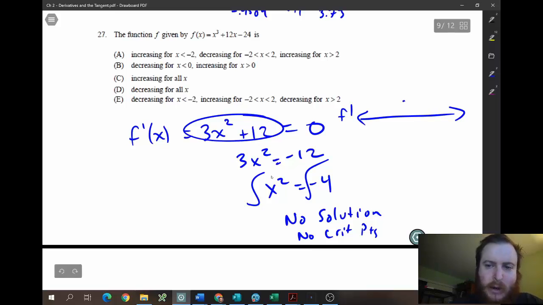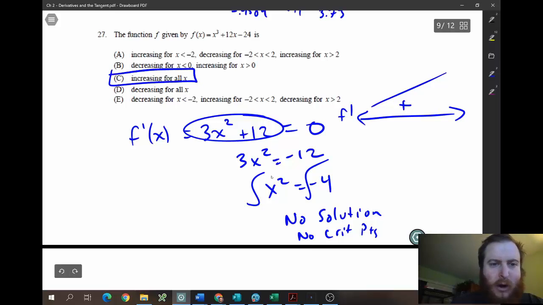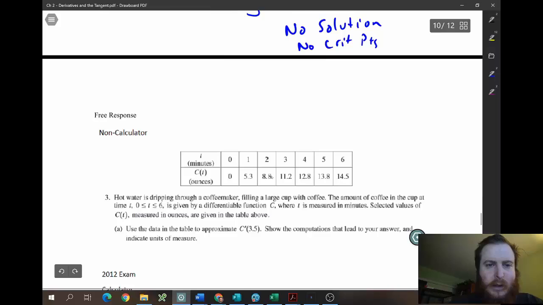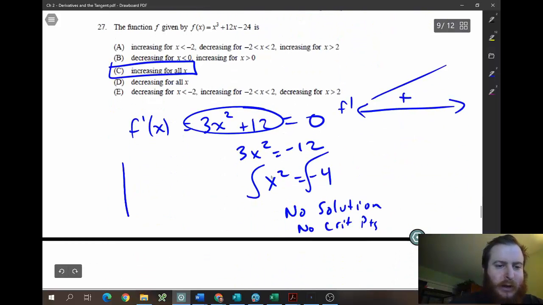If I plug in 0, I get a positive. So this is always increasing. So it's increasing for all x. That kind of makes sense for a cubic function, by the way, right? Cubic functions we know kind of look like this, and so they can be always increasing.